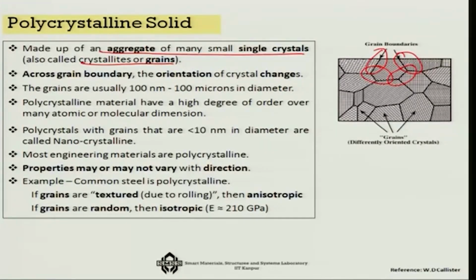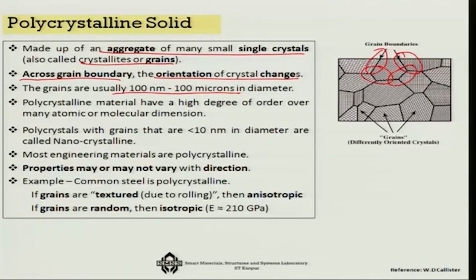Now, it is at the grain boundary that the orientation of the crystal changes, because you will have another crystal formation. So, the orientation will be changing. These grains are generally in the range of 100 nanometer to 100 micron. Naturally, the larger the grain structure, the stiffer the structure will be, but it will be more anisotropic.